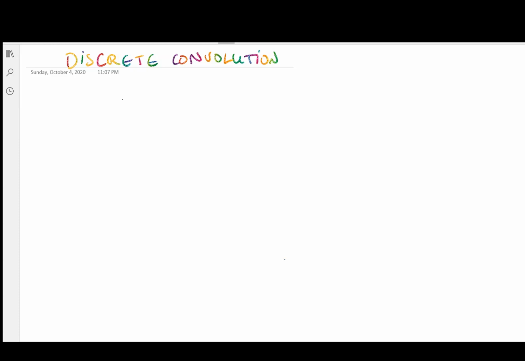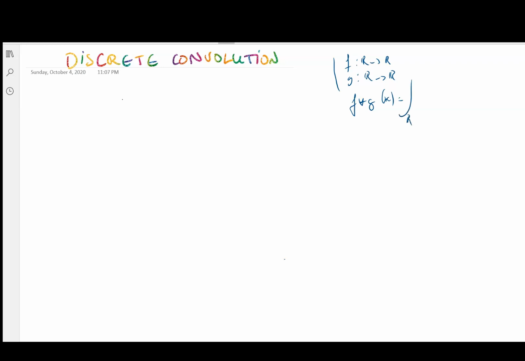Okay, so let's talk briefly about discrete convolution. Let me just write the formula we get for non-discrete functions, functions from R to R. So f and g are from R to R, and f convolved with g is equal to g convolved with f. You can exchange these.